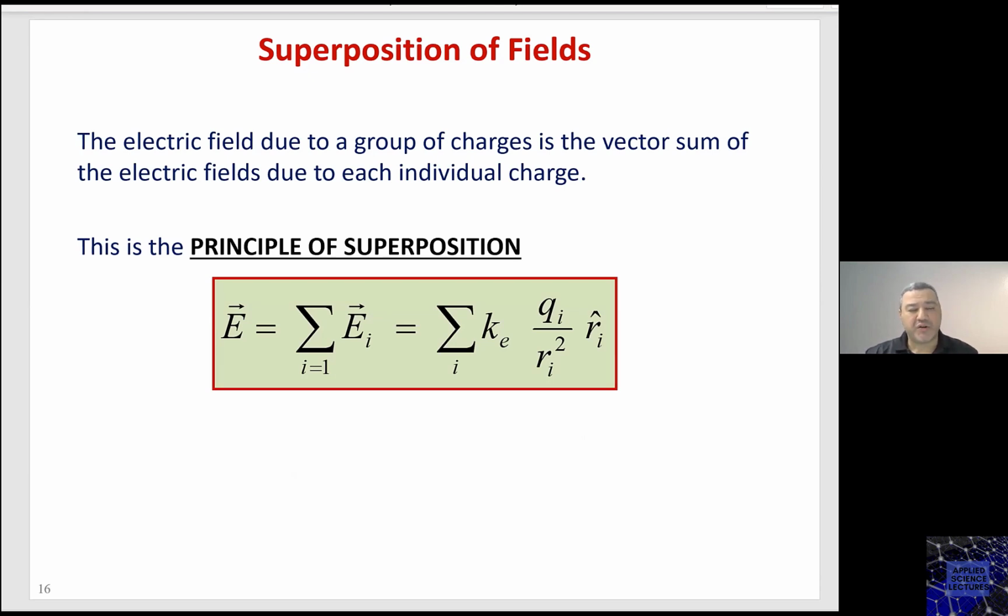Superposition also exists in the electric field. As we've seen before on the electric force, these are vectors. So if you have several charges and you're interested to calculate the total electric field at one specific point, then you need to calculate the electric field due to every point charge, and then do a vector summation, add those vectors together.